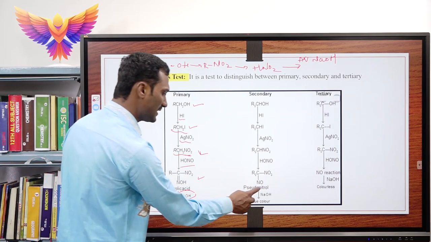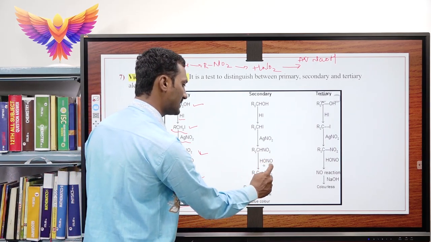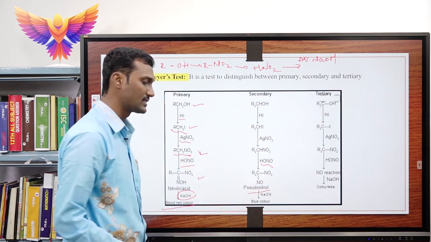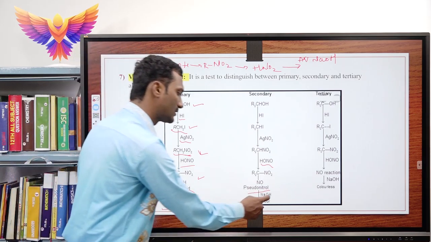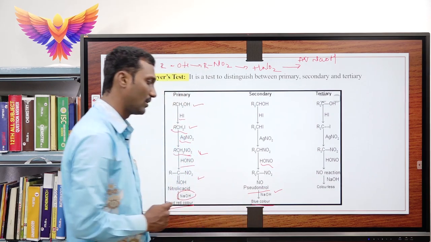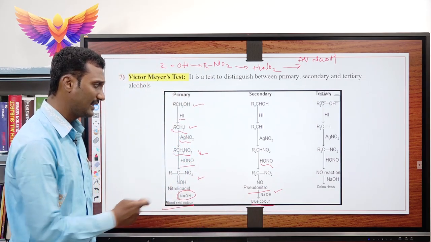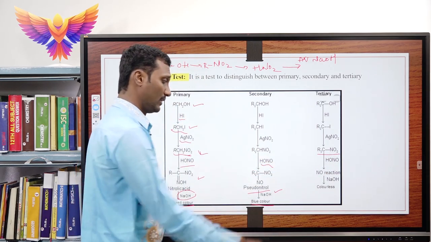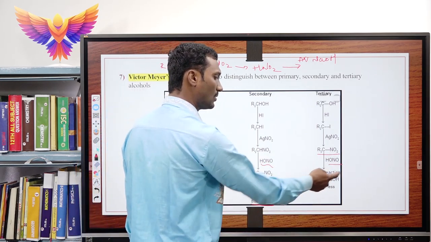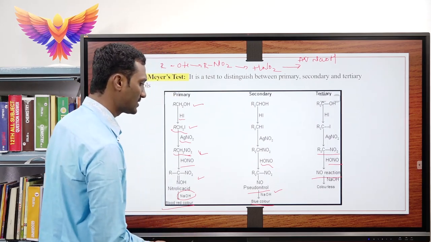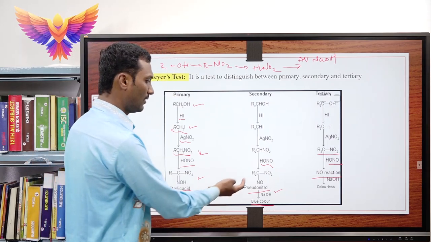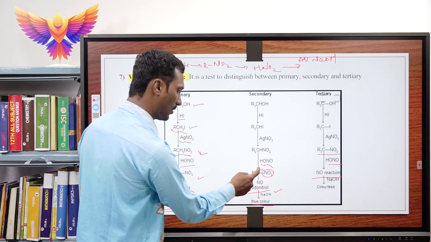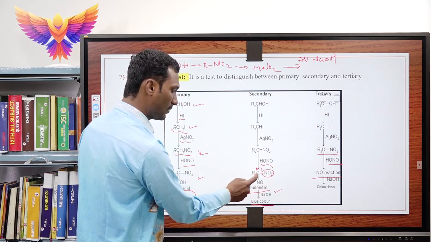In the same way here, the nitrous acid reacted with the secondary nitroalkane, where we got a pseudonitrol. Again it reacts with sodium hydroxide, and we got a blue color. And the last one is the tertiary alcohol after converting to the nitro group. If you add nitrous acid, there is no reaction. Why is there no reaction? Because the nitro group is attached to the carbon, and here there is no hydrogen, right?